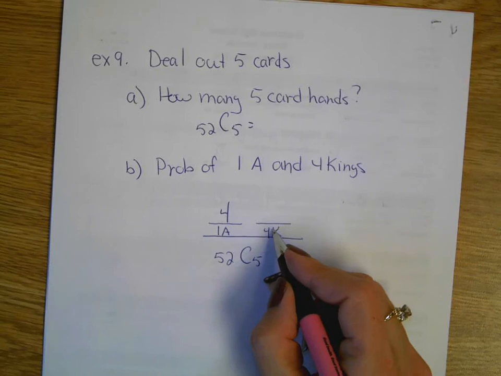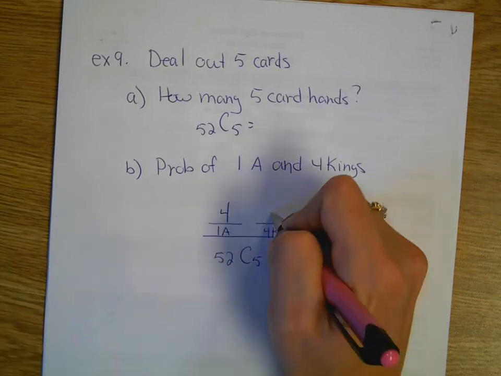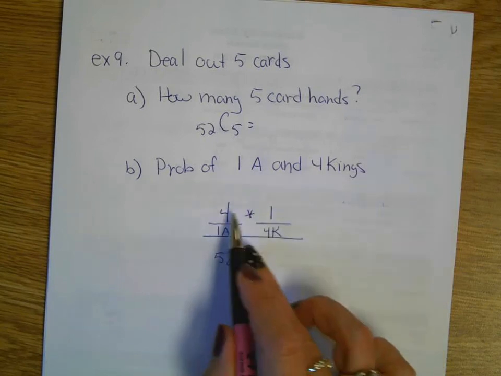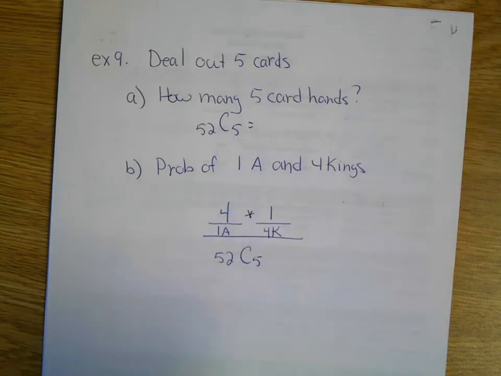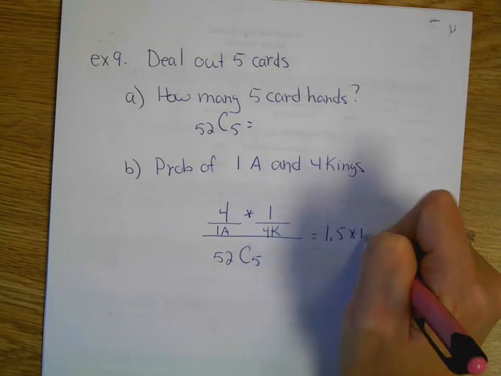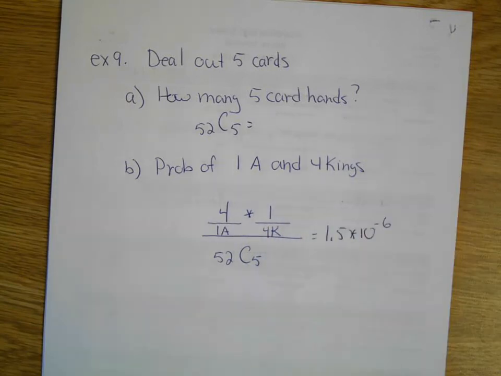There's 4 options. I don't need an NPR or NCR for this. How many ways are there to get 4 kings? There's only one set of 4 kings in there, so there's only one. So it's 4 times 1, or 4, divided by that total, which comes out 1.5 times 10 to the negative 6.